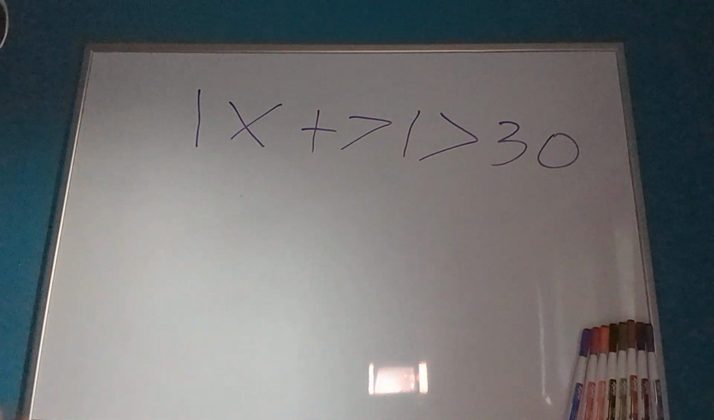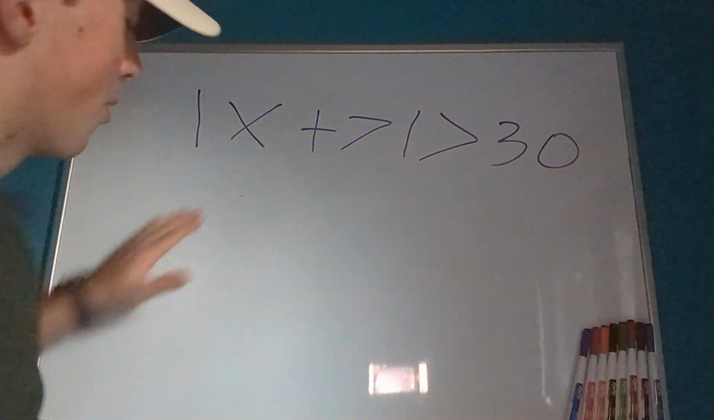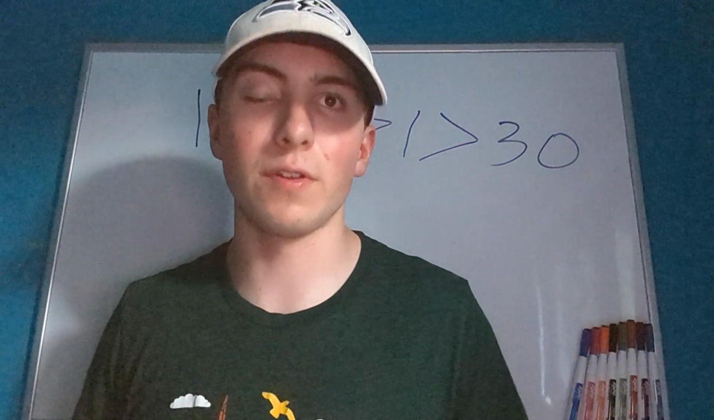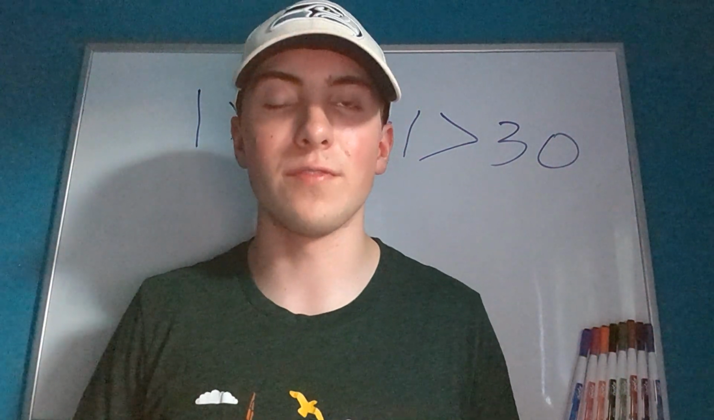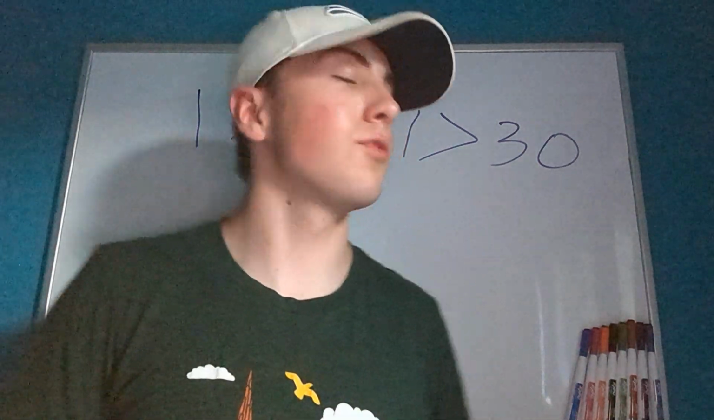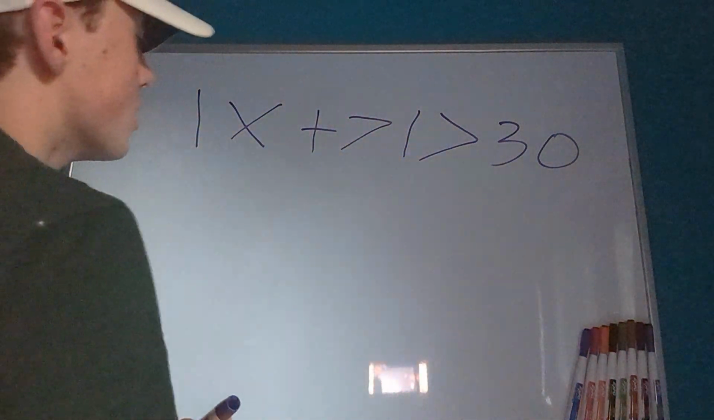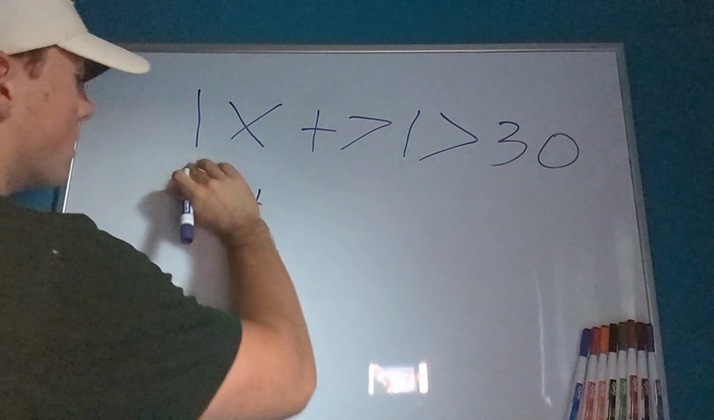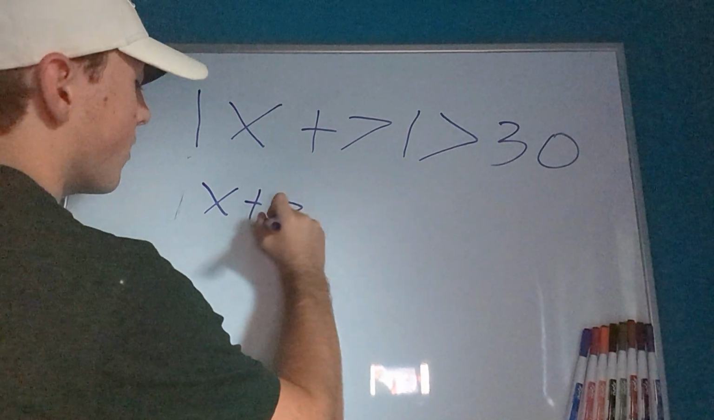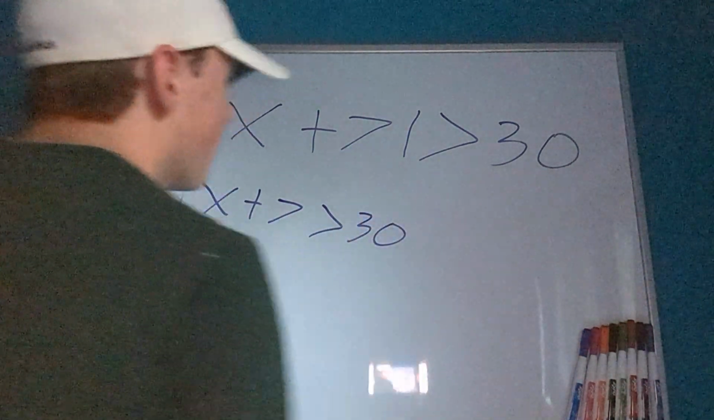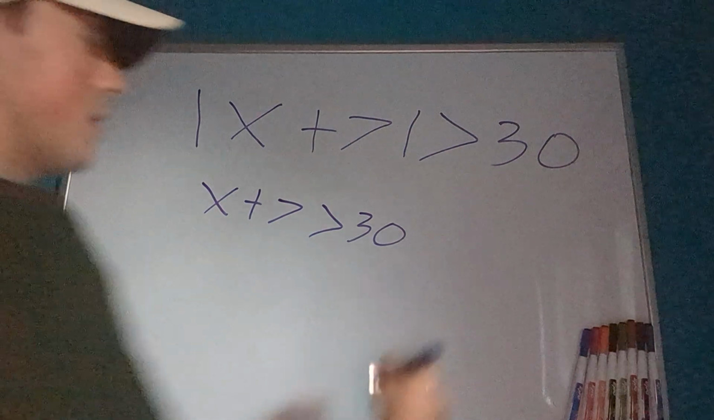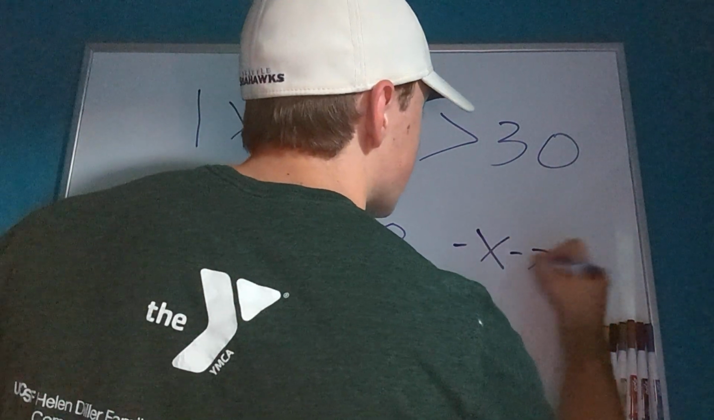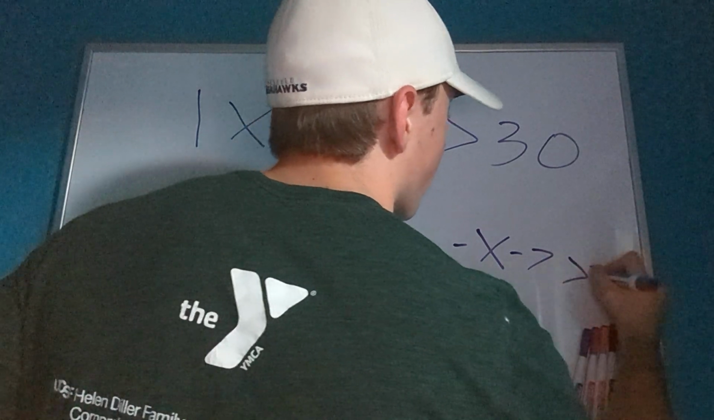Well, we want to break it up into two different inequalities, right? When this part is greater than that constant, we're going to break it up into two different inequalities. And we'll do this a lot to solve different absolute value inequalities, so get used to doing it. So one of them is just going to be x plus 7 is greater than 30, right? And then the other one is going to be negative x minus 7 is greater than 30.